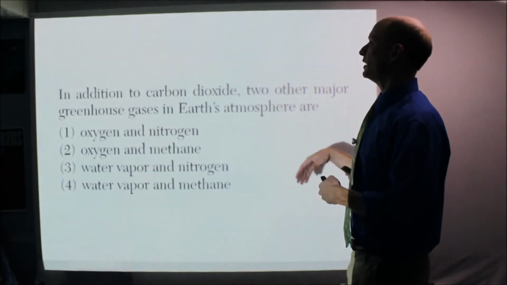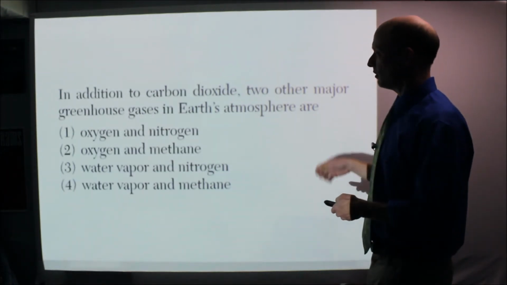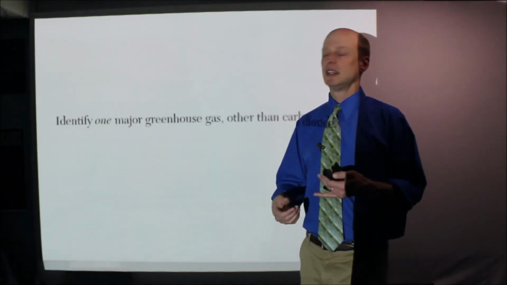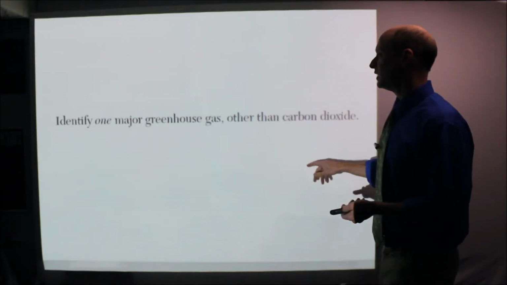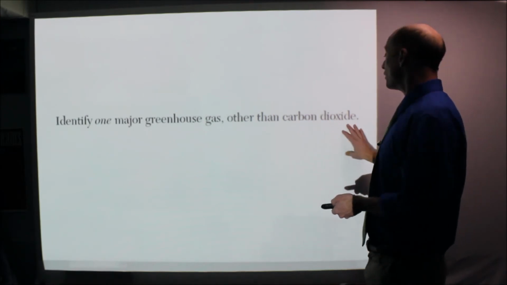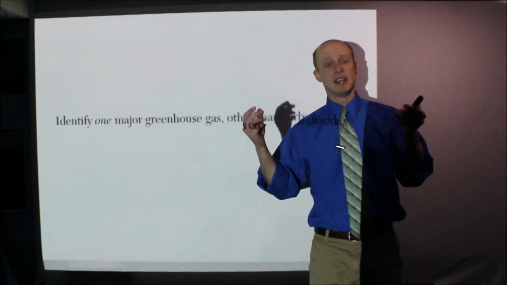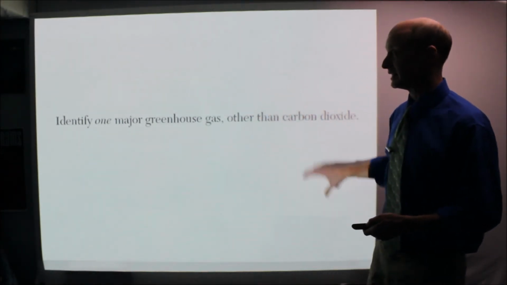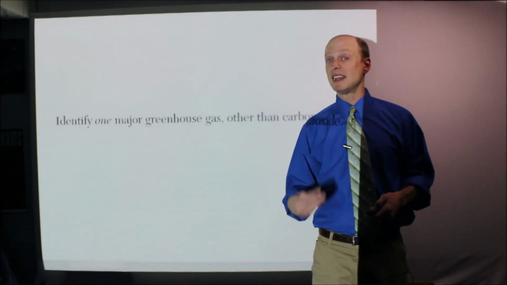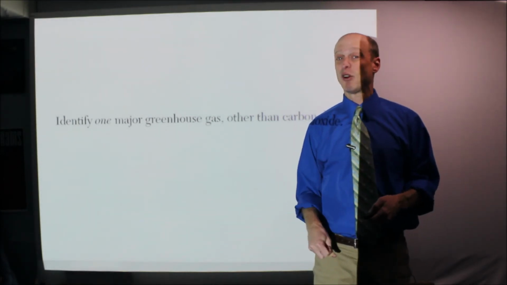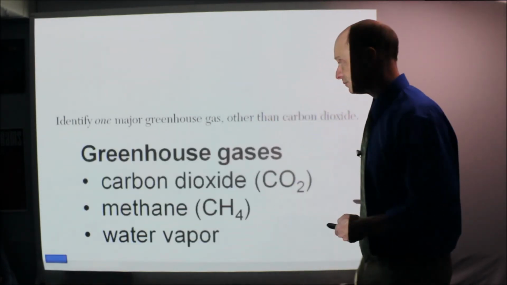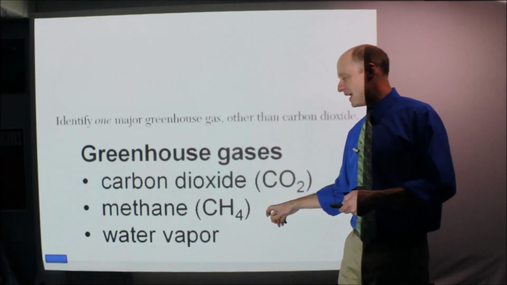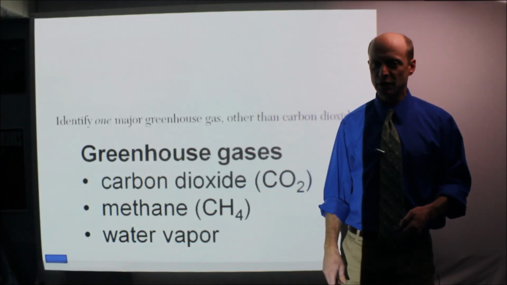So here's an example of one. In addition to carbon dioxide, 2 other major greenhouse gases in Earth's atmosphere are water vapor and methane. That's an example of one. Here's an example of another one. It says identify one major greenhouse gas other than carbon dioxide. I think for so long, kids just knew carbon dioxide, but they didn't know any other one. So they do stuff like this. So make sure you know those 3 because I've seen questions that even ask for all 3 in multiple choice. So know them. And just to review, they are this: carbon dioxide, methane, and water vapor are the greenhouse gases.